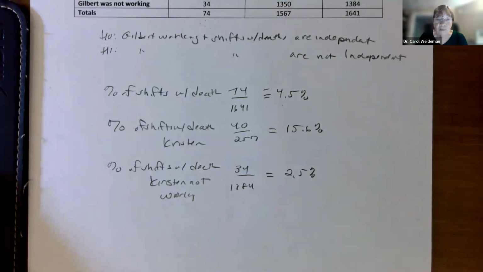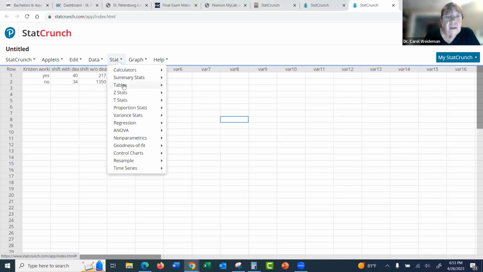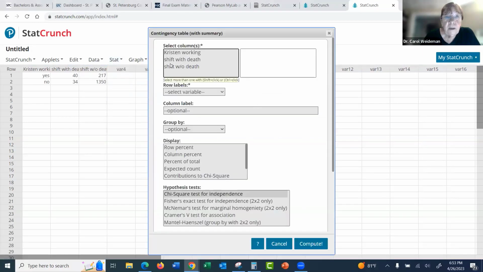All right, so let's go over to StatCrunch. I put the data into StatCrunch so we could go ahead and do the chi-square. Those are the kind of things that you would want to look at that would lead you to think maybe something is going on. So I just took the data and put it into the spreadsheet right here in StatCrunch. We're going to go to Stat, Tables, Contingency with a summary. We're going to use the deaths with a shift, have the counts in them, and then I put the labels in the column labeled Kristen working, yes or no. And we'll just get the chi-square.